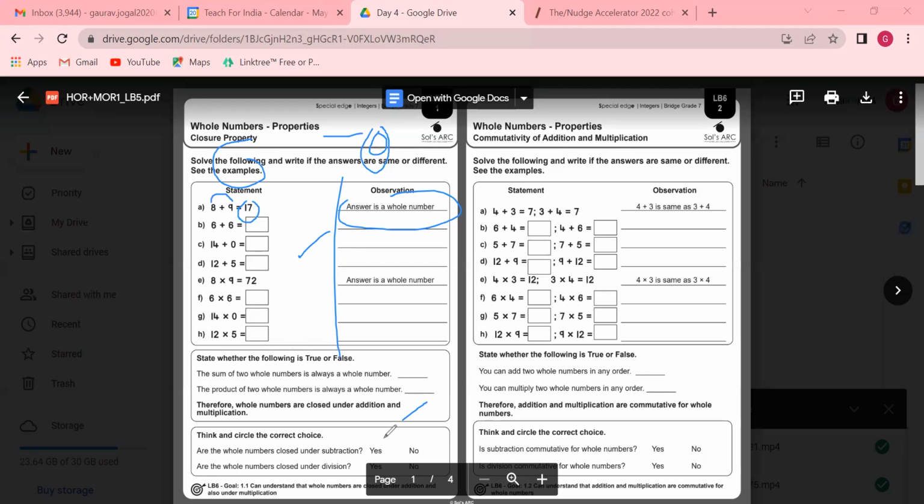Are the whole numbers closed under subtraction? You have to see, if you subtract, will you get whole numbers? If you divide, will you always get whole numbers? That also you have to see.